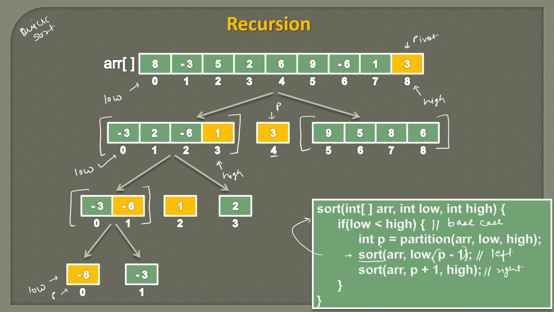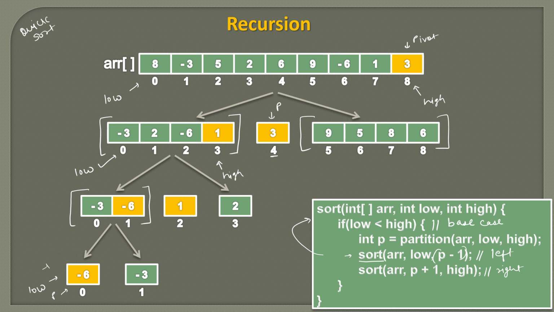So after we get the pivot index, we will again call sort on this one element. We will try to sort its left part from p minus 1. So p is at 0 index. If we do p minus 1, it will go minus 1. So here if you see, when we partition the array, pivot was at 0th index. It is the only element now. So on the left side of pivot, we have no elements.